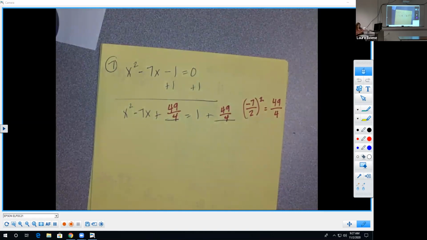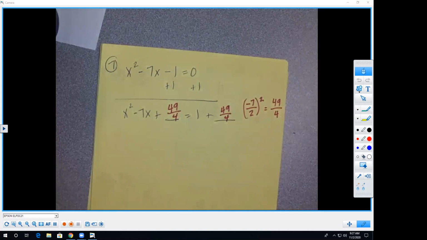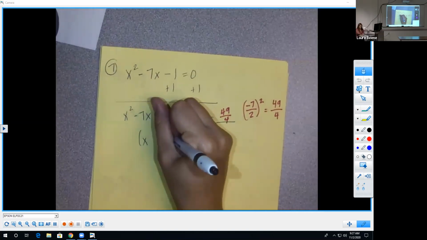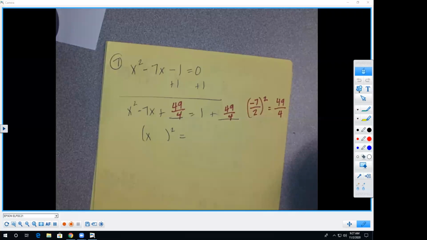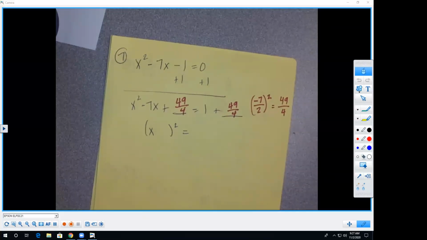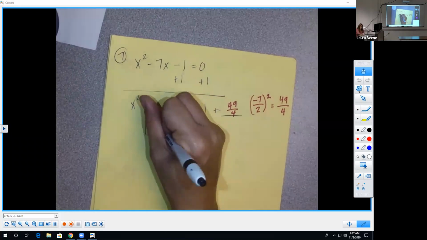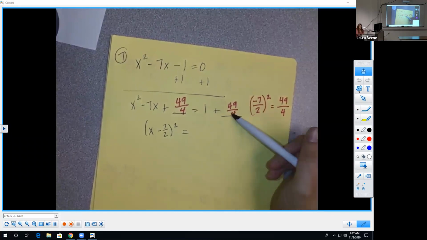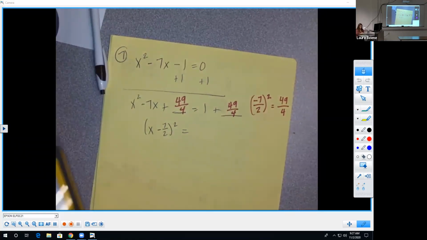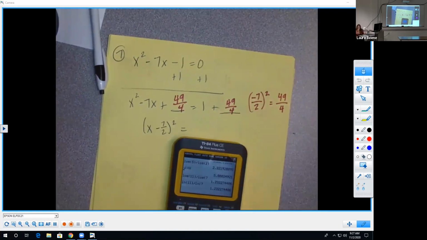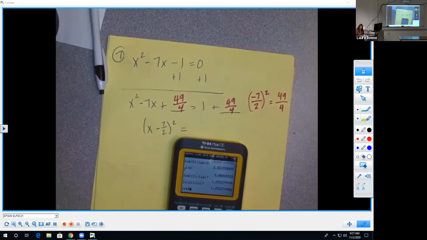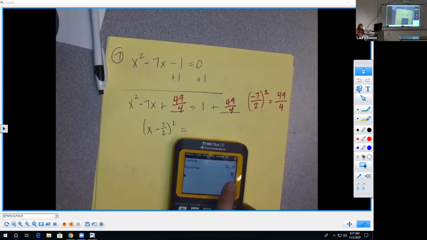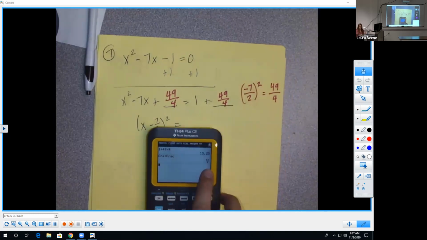Okay, so on the left-hand side, write it in factored form. So parentheses, x on the inside with a squared on the outside. What's the number that's going to go in the parentheses? Minus 7 over 2. On the right-hand side, the number we put over here are these two numbers added together. So 2 ways you can do it. You can do it on your calculator. You want to keep it as fractions though, and I'll show you why in just a second. 1 plus 49 divided by 4. If you hit math, enter, enter, it'll put it back into a fraction, and it's 53 over 4.